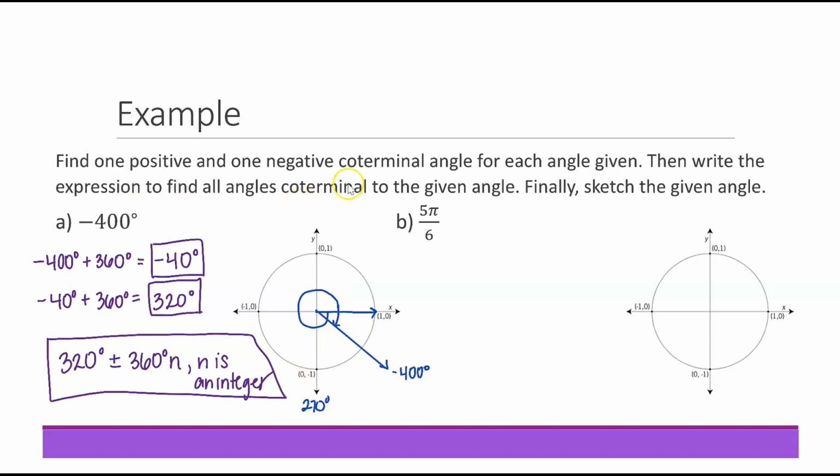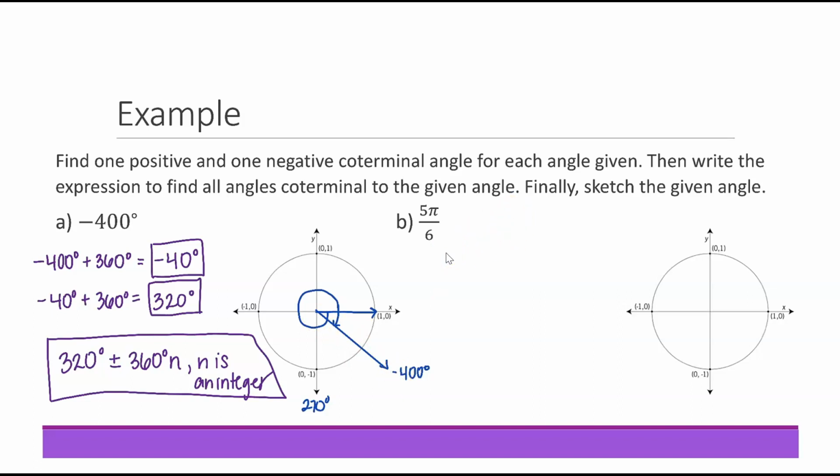So that's what we mean by finding those coterminal angles. Essentially, it's just different ways to arrive at the same terminal side. And this expression would give us all the possibilities, because I can just keep adding and subtracting copies of 360 and still end up at the same terminal side.